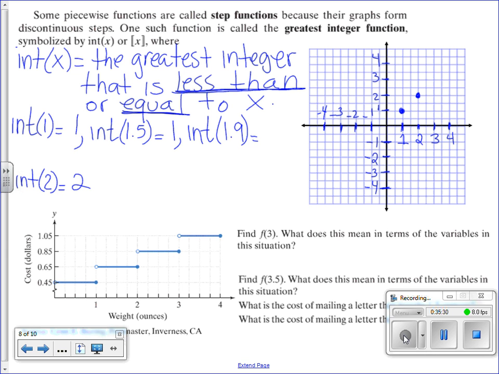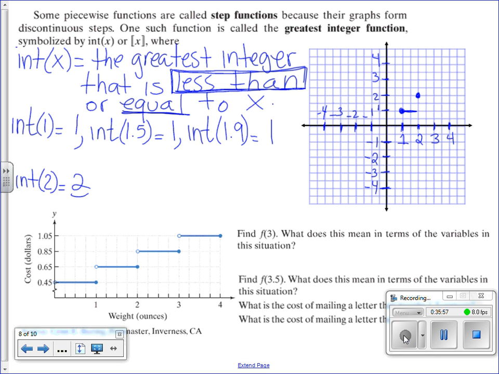If I ask you, what is the greatest integer of 1.9? What would you say? Is it 1 or 2? It is 1, because we're looking for the integer that is less than. I know that 1.9 is closer to 2, but we want it to be less than, in other words, on the left side. And so that will also be 1. So for this whole interval here, it will be a horizontal line.